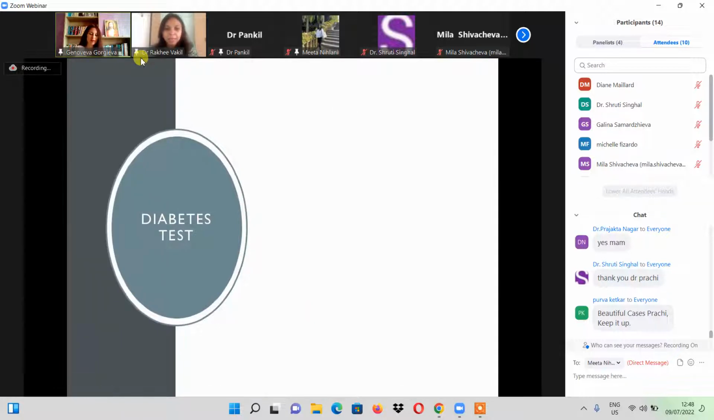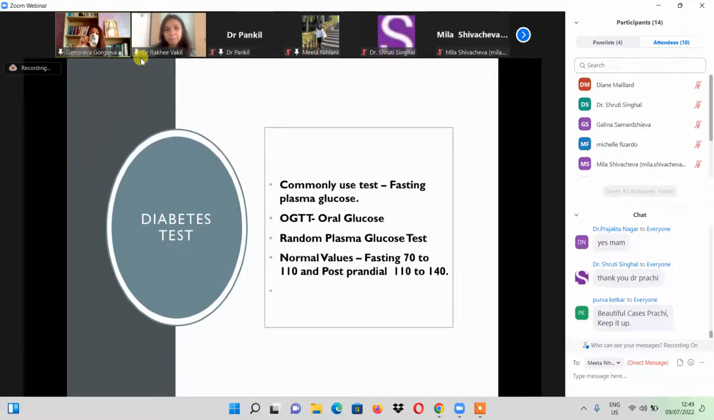Diabetes tests. We have a fasting blood sugar, postprandial, which is to be taken 2 hours after your meal, and the HbA1c, which I just spoke to you about, that it gives an average of 3 months of diabetes. There is an oral glucose test, OGTT, where you have a lot of glucose and then your blood is tested. Random plasma glucose test, and the normal values of fasting are 70 to 110 and postprandial is 110 to 140.